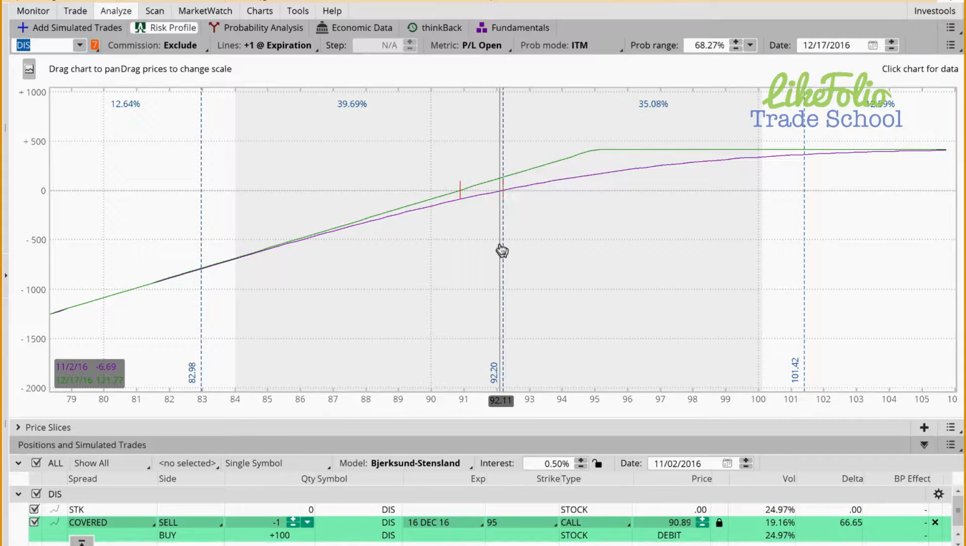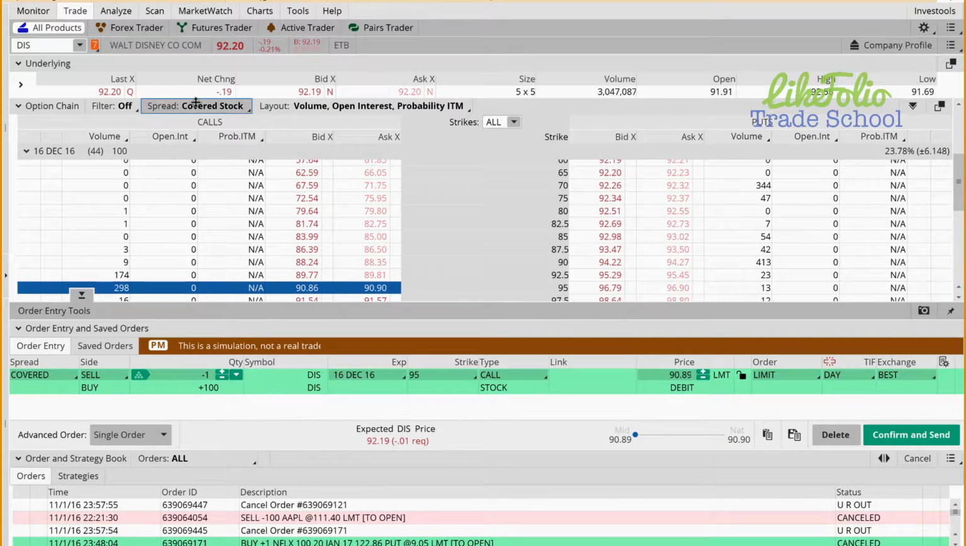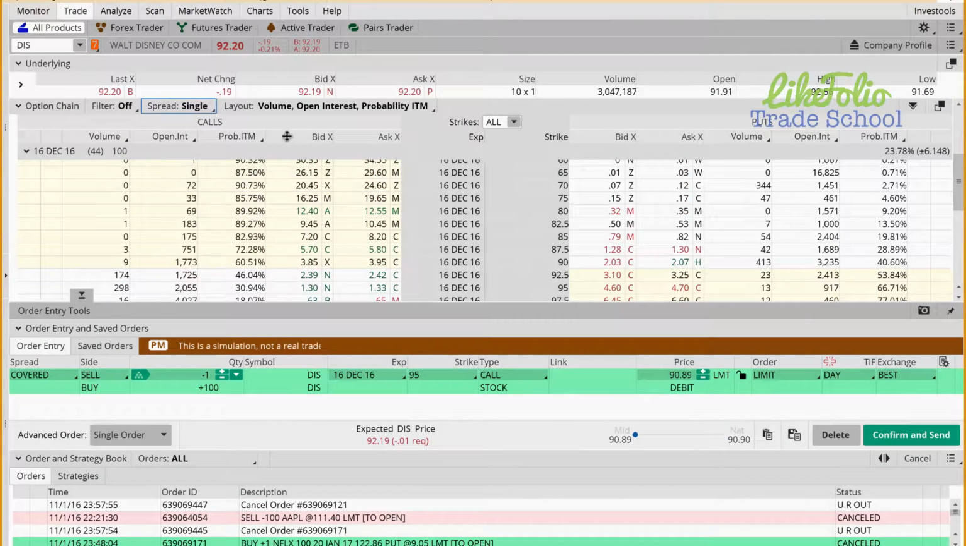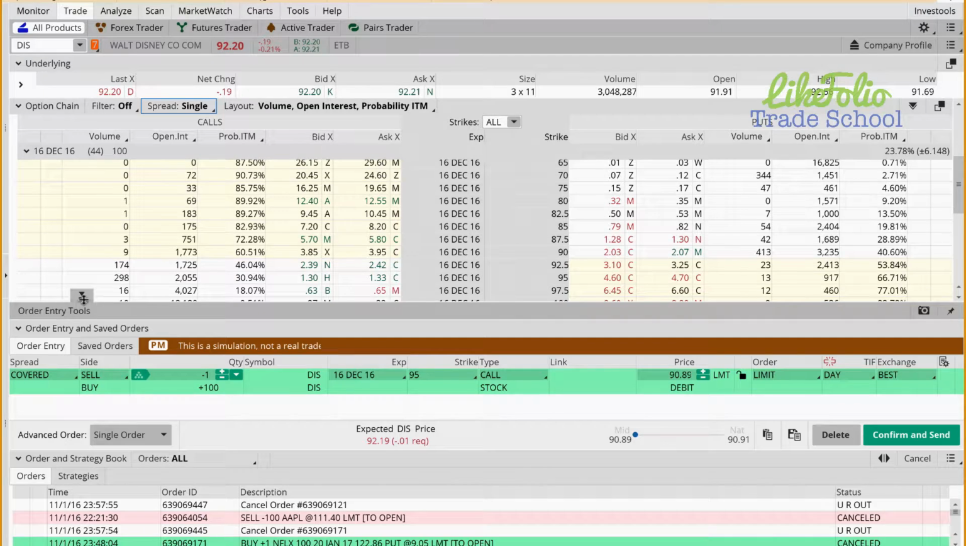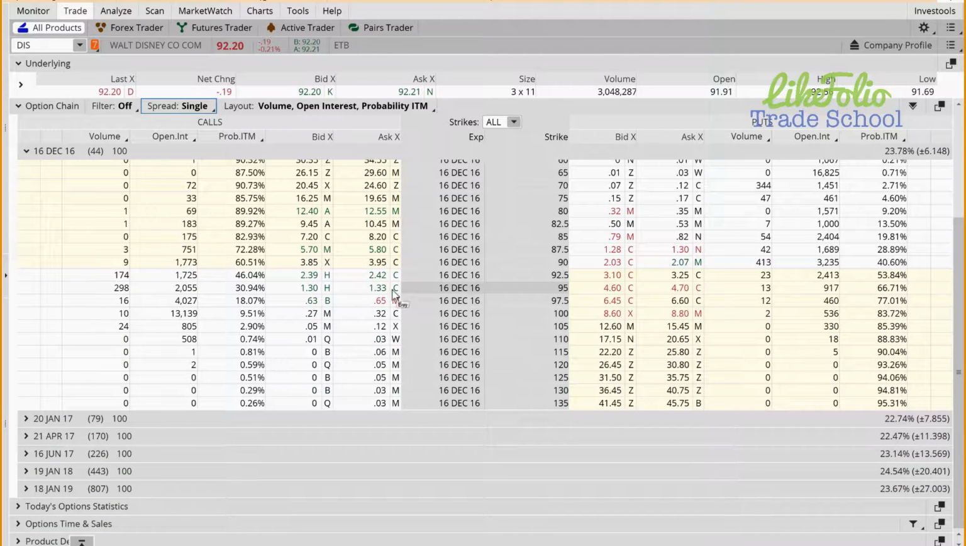It's known as a synthetic call because it's basically the same thing as just buying a call, but you get to own shares. So the advantage of this, here's what your objective is. Let's look at this single again. Your objective is to buy the shares at 92.20 and sell the 95 calls at $1.30.